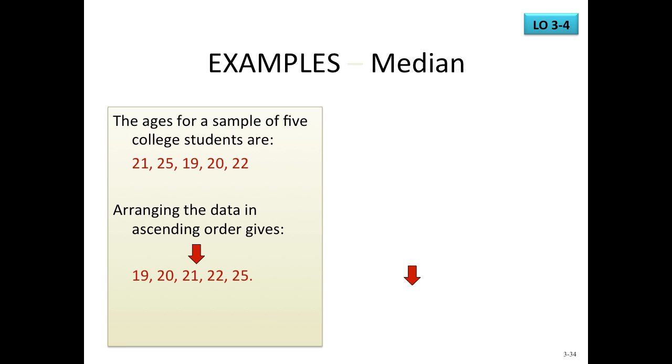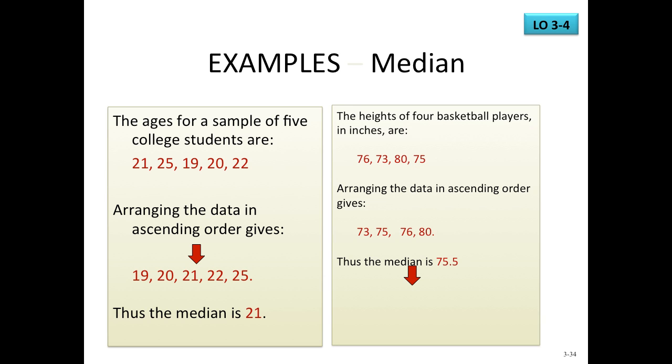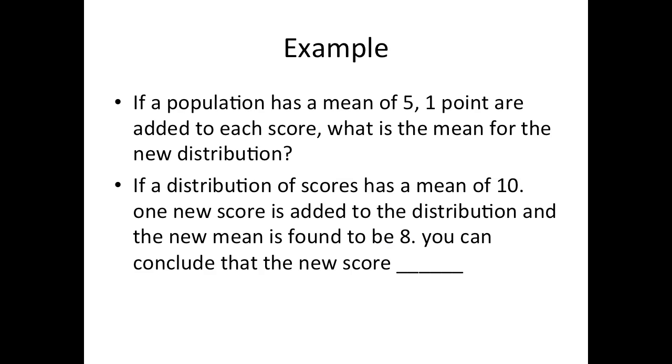So, after you arrange these 5 college students' ages in ascending order, the median is the middle score, 21. If you only had 4, the heights of basketball players, you would average the 2 middle numbers, and that would be your median. So here, don't worry about upper and lower limits, real limits.